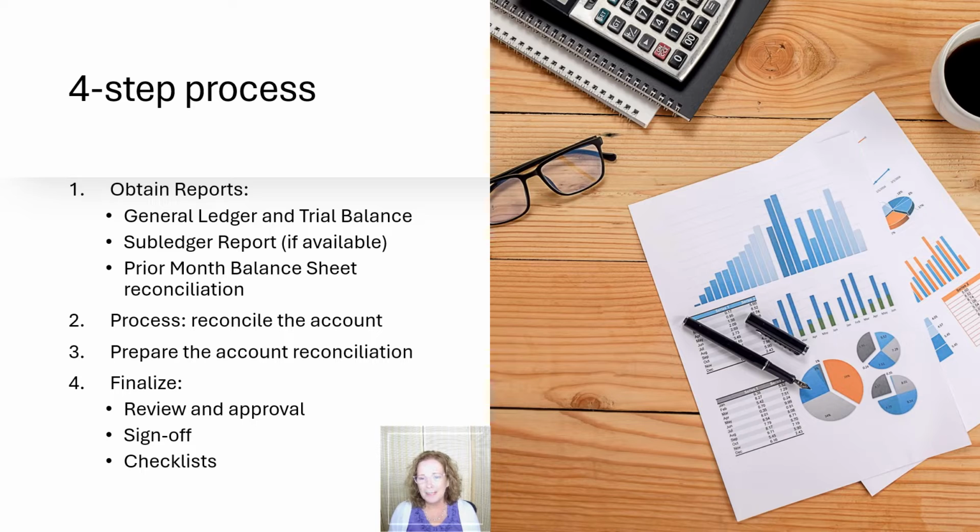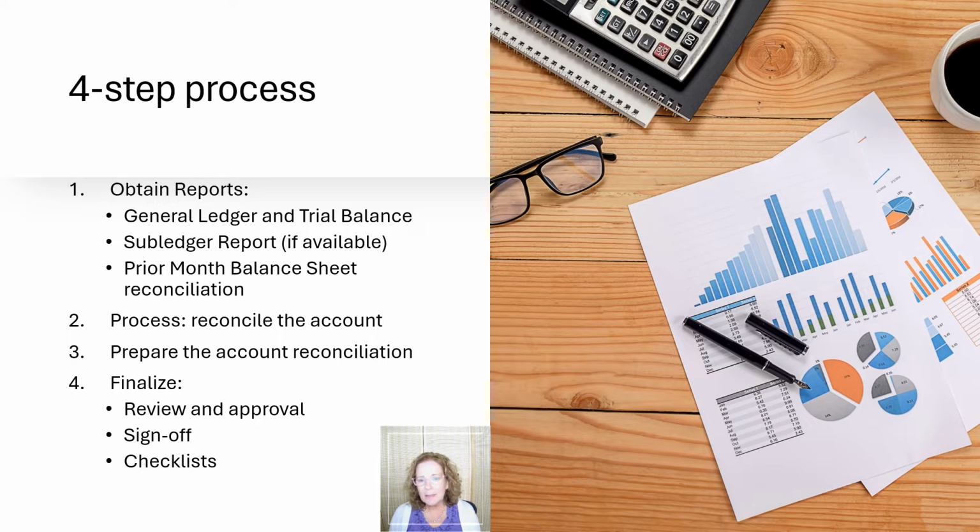Like most things in accounting, there is a process to reconciling balance sheet accounts. The first step is to obtain reports from your accounting system, which are the general ledger account detail, the trial balance, the subledger report, and the prior month balance sheet reconciliation. In a later video, I'll continue with examples of when the subledger report is not available and you have to create the subledger report on your own by ticking and tying the debits and credits in the GL account.